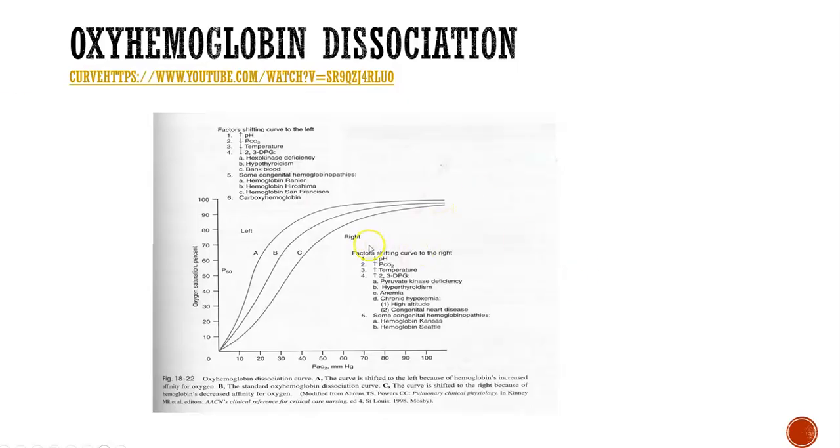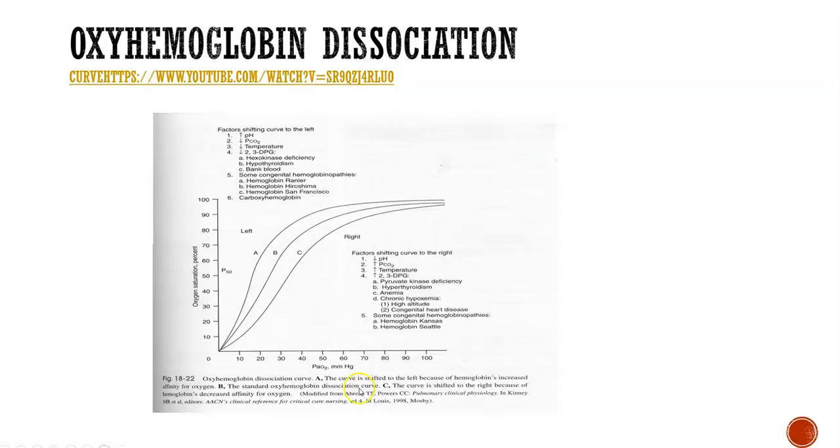And then we can have factors that shift curves to the right. So a decrease in pH, an increase in CO2, an increase in temperature, and then hyperthyroidism, anemia, chronic hypoxemia, high altitude, congenital heart disease, and then some other congenital abnormalities can cause that.